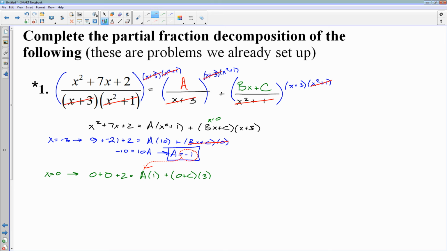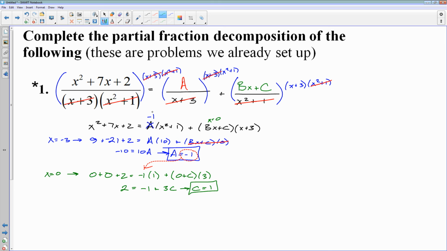And so I may even go back to the beginning, and I'm going to take out my a, way up here, and put -1 in its place because we've already solved for that. And I'll do the same thing right here. I'm going to take out that a, and plug in -1. So that gives me 2 equals -1 times 1 plus c times 3. And when you solve that, you're going to get c to be 1. So now I know that c is 1.